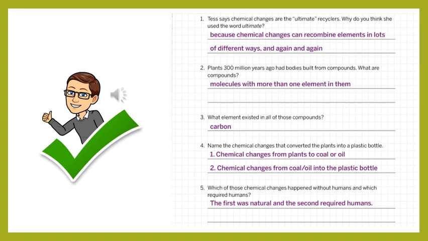Number 2. What are these compounds that plants were made of? They're molecules with more than one element in them. So remember, a compound is a molecule with more than one element.